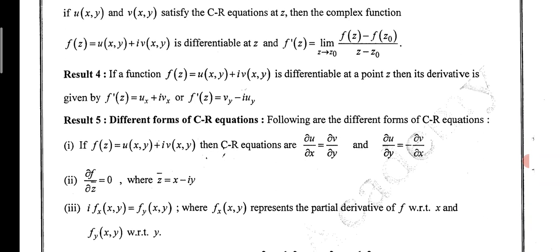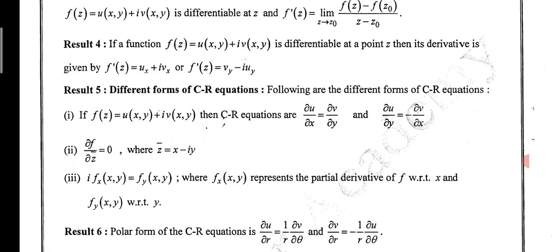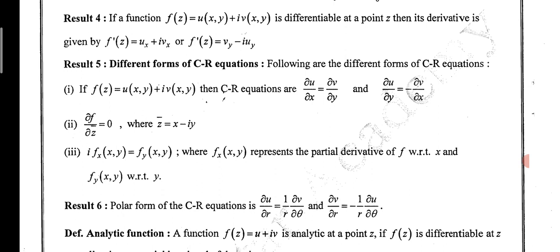Result 5. Different forms of CR equations. Following are the different forms of CR equations. First, if f(z) = u(x,y) + i v(x,y), then the CR equations are ∂u/∂x = ∂v/∂y and ∂u/∂y = -∂v/∂x. Second, ∂f/∂z̄ = 0, where z̄ = x - iy. Third, i fx(x,y) = fy(x,y), where fx(x,y) represents the partial derivative of f with respect to x and fy(x,y) with respect to y.